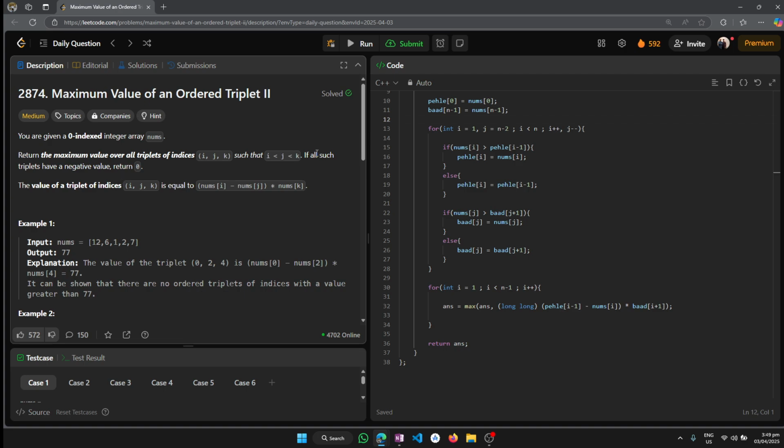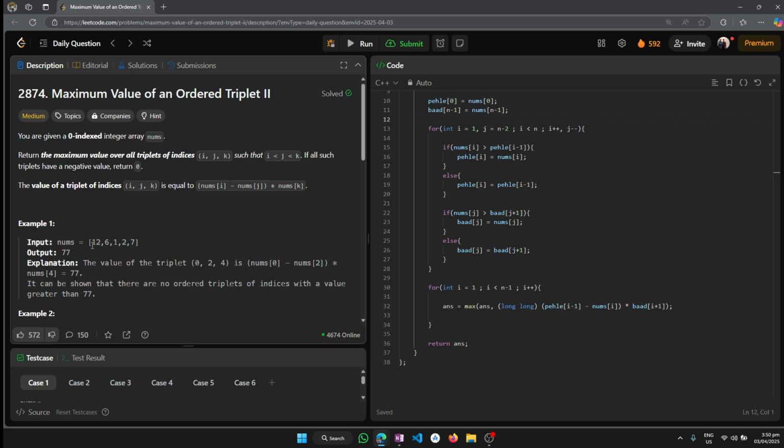Now, they're saying if all such triplets have a negative value, return 0. What does that mean? In order to understand this statement, we need to know what the value over all triplets means. What do we mean by the value of a triplet? The value of a triplet of indices i, j, k is equal to (nums[i] minus nums[j]) multiplied by nums[k].